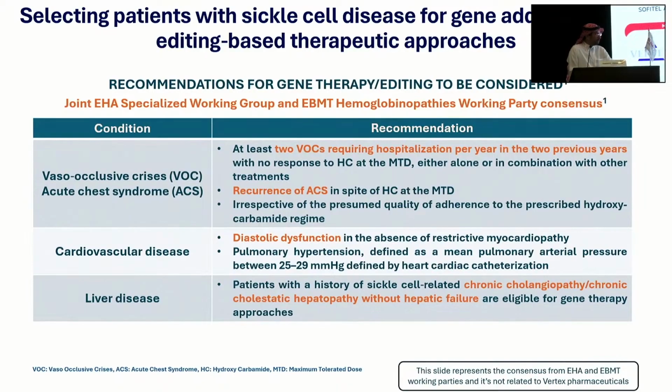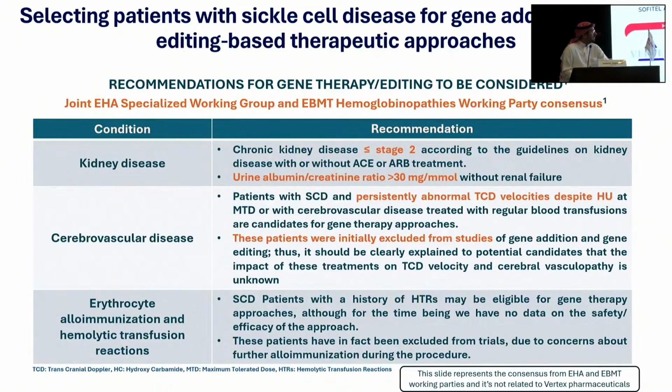Cardiovascular system: we know patients with sickle cell disease are at risk of cardiomyopathy. So they mentioned that if there is diastolic dysfunction in the absence of restrictive myocardiopathy, this patient can be eligible for gene therapy. Pulmonary hypertension should be between 25 and 29. And liver disease: if the patient has chronic cholestatic hepatitis without hepatic failure, this type of patient will be eligible for gene therapy.